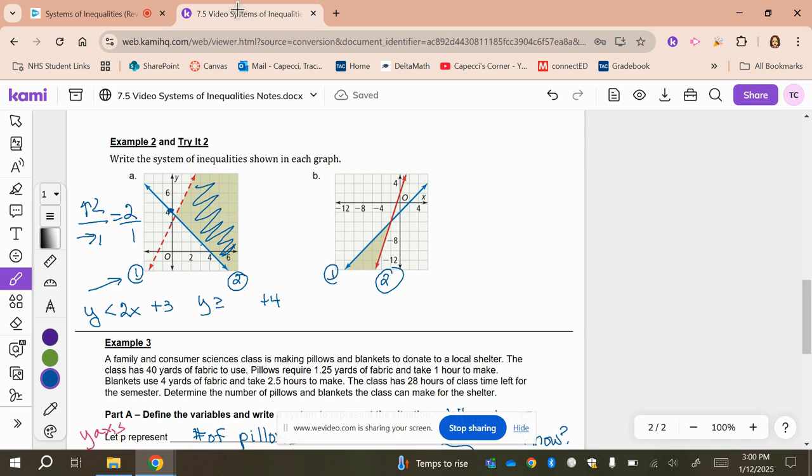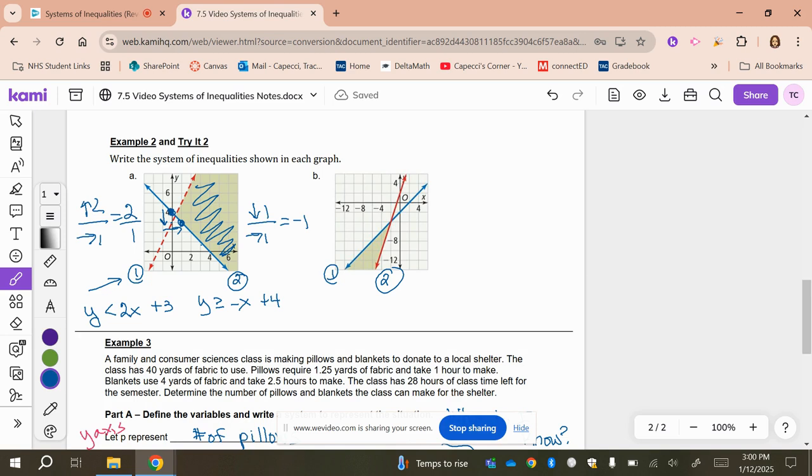Again, I have to find the slope. So I have this point that goes through the corner of the box, and so does this one. So I'm going down 1 to the right 1. So down 1 to the right 1 gives me a slope of -1. So I have negative x. So again, this is the system of inequalities. You need both statements there. All right, let's look at the next one.